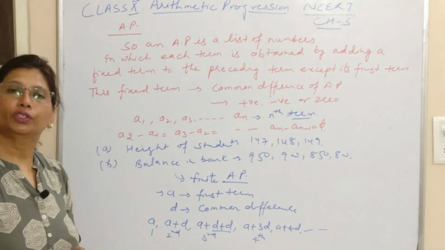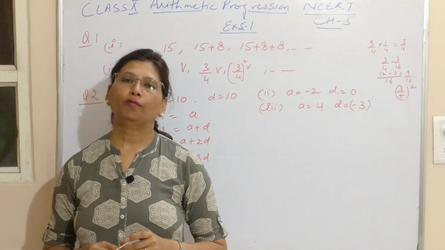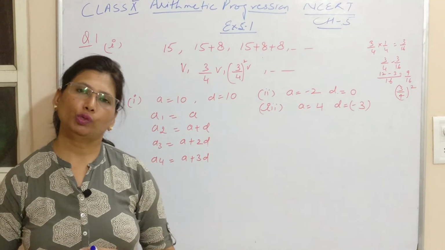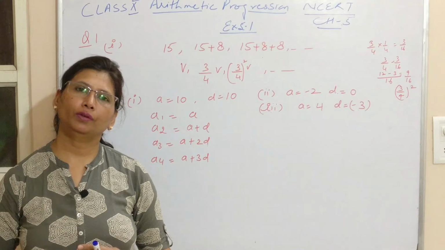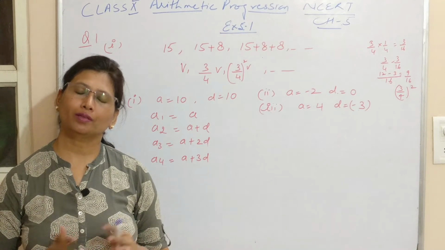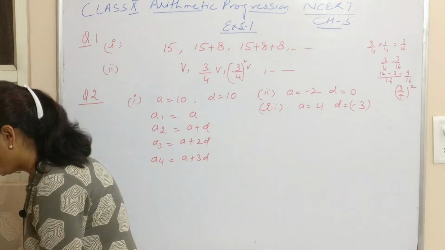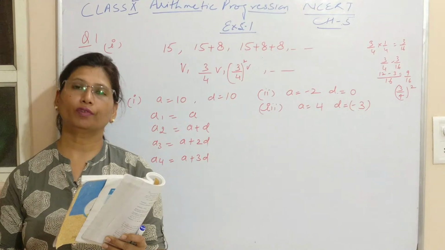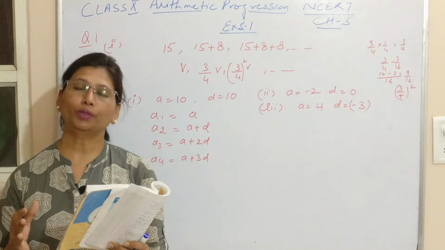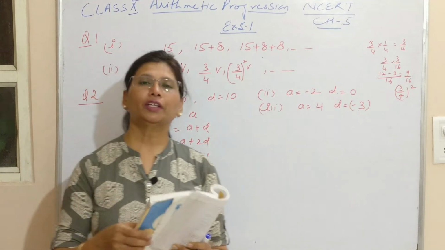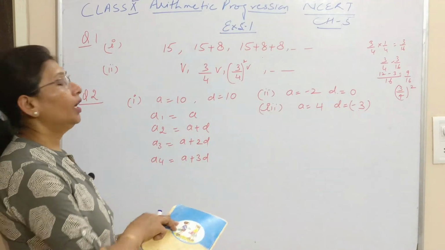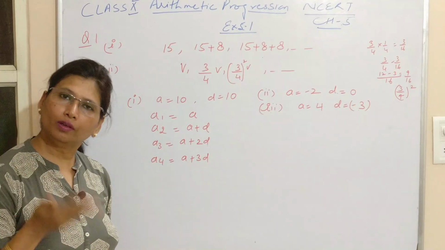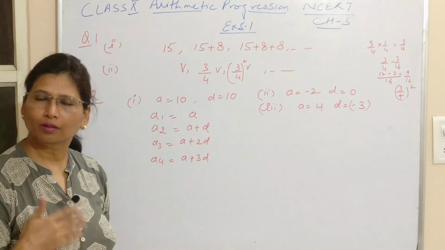Now we'll take a few questions based on this, from exercise 5.1. In the first question, we have to determine whether the given statement or word problem is an AP or not. Question number 1, part 1. The taxi fare after each kilometer, when the fare is rupees 15 for the first kilometer and rupees 8 for each additional kilometer. So it means in the beginning 15 rupees is charged, and for each further kilometer 8 rupees is charged.